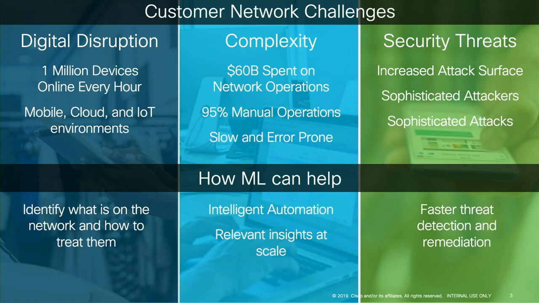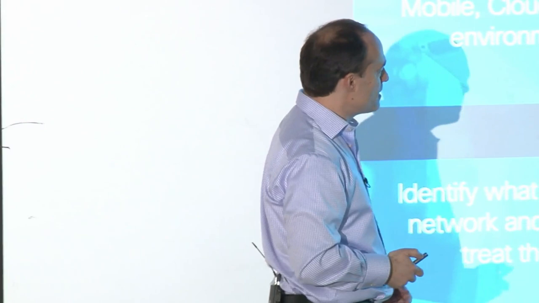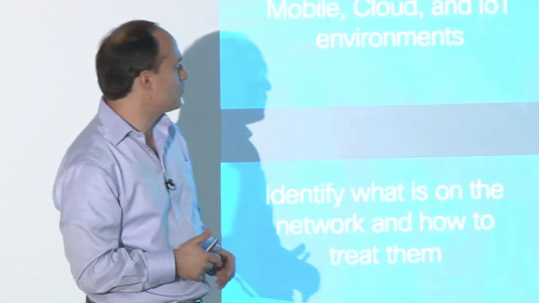Second key issue is complexity. Studies have shown that people spend about $60 billion per year in terms of operating their network. Okay? That's a huge amount of money. Why do they spend so much money? Largely because most of the operations are done manually. And some other results or implications of them being done manually is that it's very slow to make changes in the network, and that there can also be errors in the changes because, as we type, we make mistakes. Humans make mistakes. So machine learning here can help by doing intelligent automation as well as generating insights at scale.